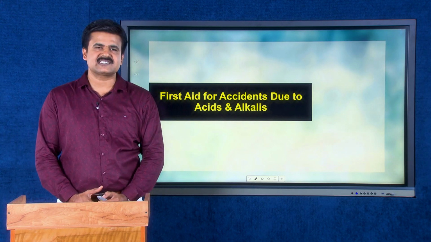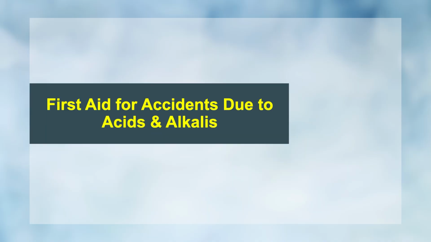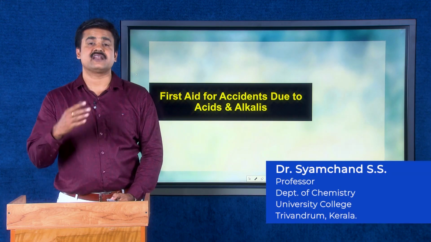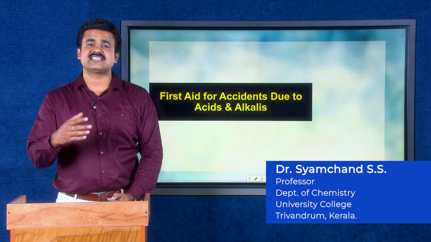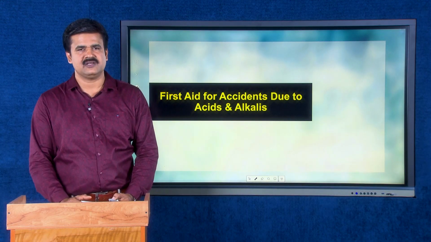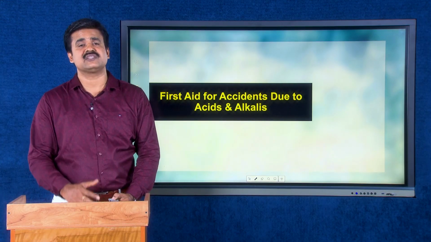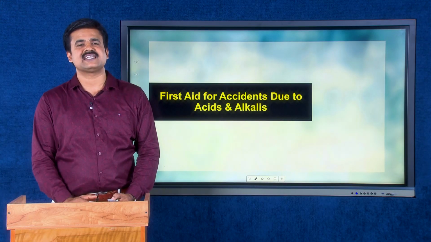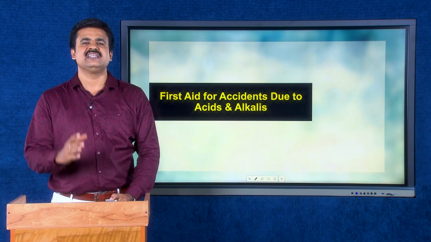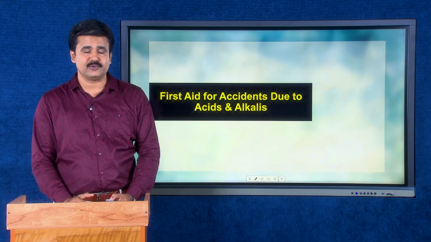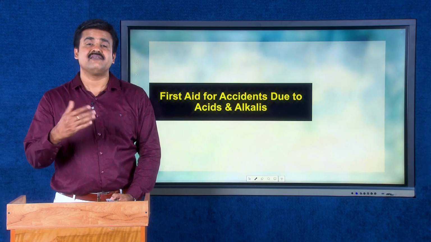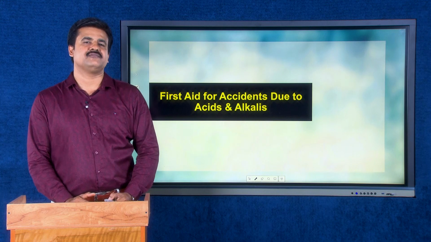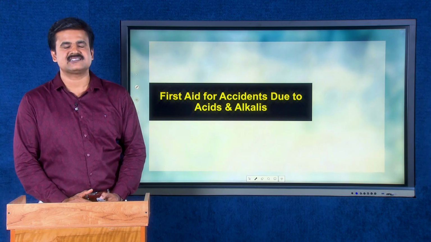First of all, we are discussing first aid for accidents due to acids and alkalis. You are familiar with the fact that in a chemical laboratory, there are an enormous number of hazardous chemicals and certain acids are highly corrosive and highly reactive. Acids like sulfuric acid cause burns on the skin when in contact with our skin. Alkalis like sodium hydroxide and potassium hydroxide etc. are highly reactive. So, in the case of accidents that may occur due to acids or alkalis, we have to do some immediate first aid. In this section of this module, we are discussing the first aid for accidents due to acids and alkalis.